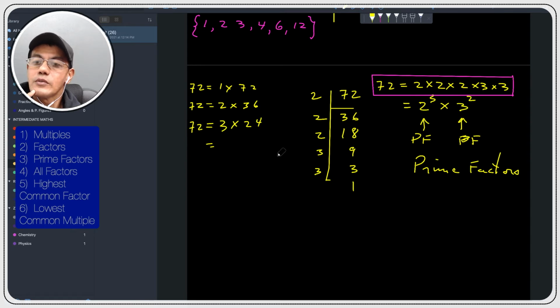After 3, do I have 4? Yes, look, I have 4 here. 2 times 2 will be 4. So the rest here is what now? 9 times 2 is 18. So it's 4 times 18. Okay, 4 times 18. So the next, that will be 72.